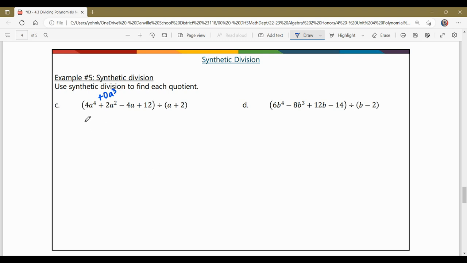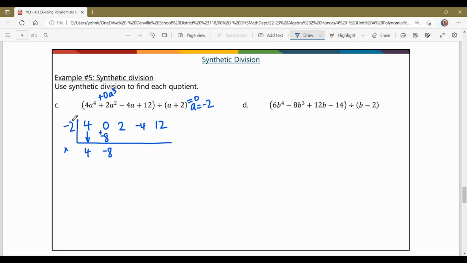So when I grab my coefficients, I'm going to put a 4, a 0, a 2, a negative 4, and a 12. When I put my number out in front, I'm going to set this a plus 2 equal to 0. So my a value is negative 2. That's my root. So I'm going to put a negative 2 in front. I'm going to bring down the 4, and I'm going to multiply by negative 2 to get negative 8. And then I'm going to add to get negative 8.